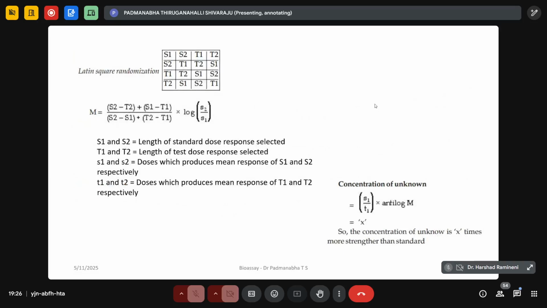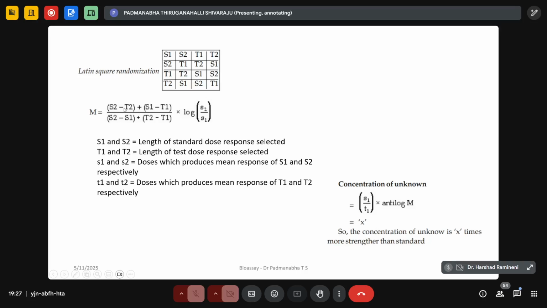So this is how the Latin square for the 4-point assay looks like: S1, S2, T1, T2. You go with randomization, you'll get 16 responses. This is how you calculate the potency of the drug here. S2 minus T2 plus S1 minus T1. This will be the height and this will be the concentration. So later you plot it. This will be the mean that you get. Then you calculate the concentration of the unknown compound, S1 by T1 into the anti-log of the mean. So that's how you get the unknown concentration value.